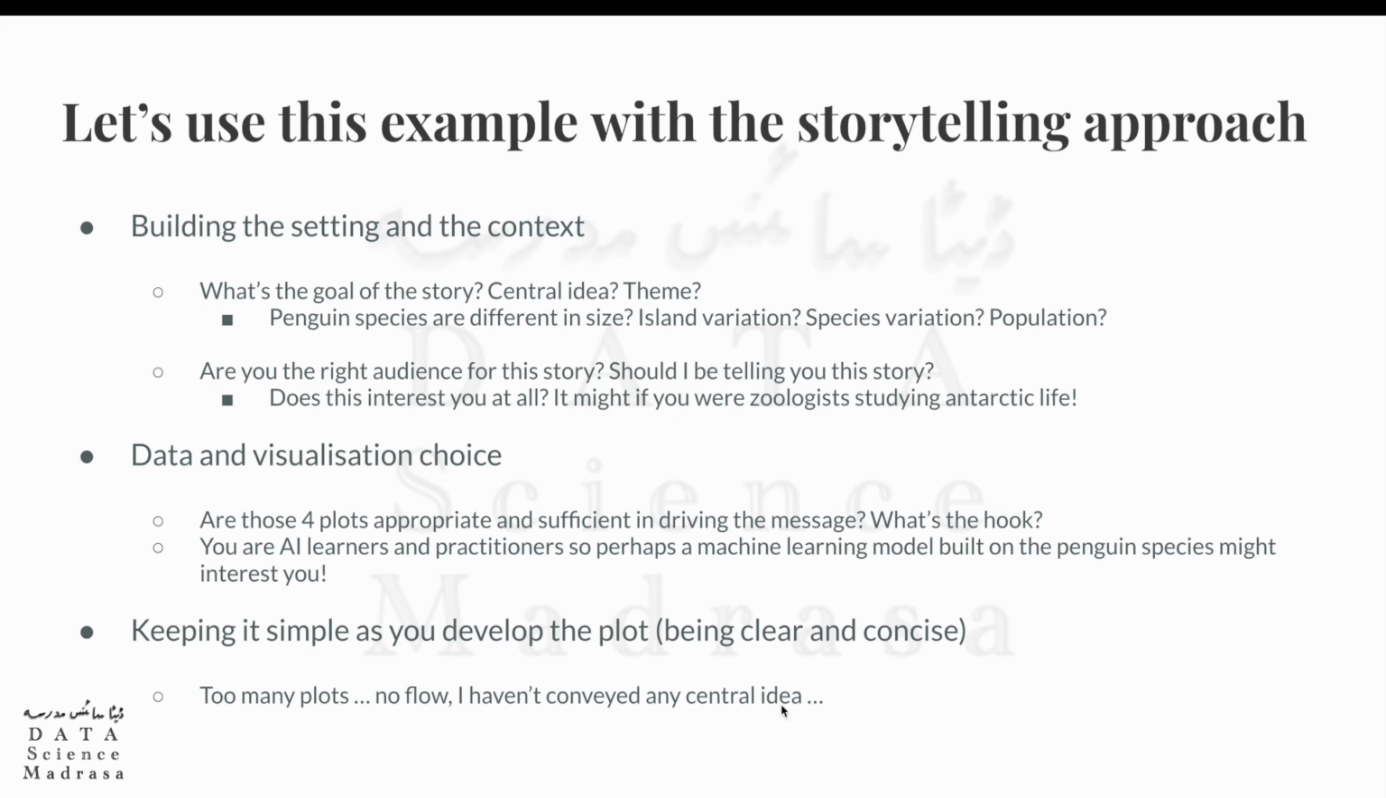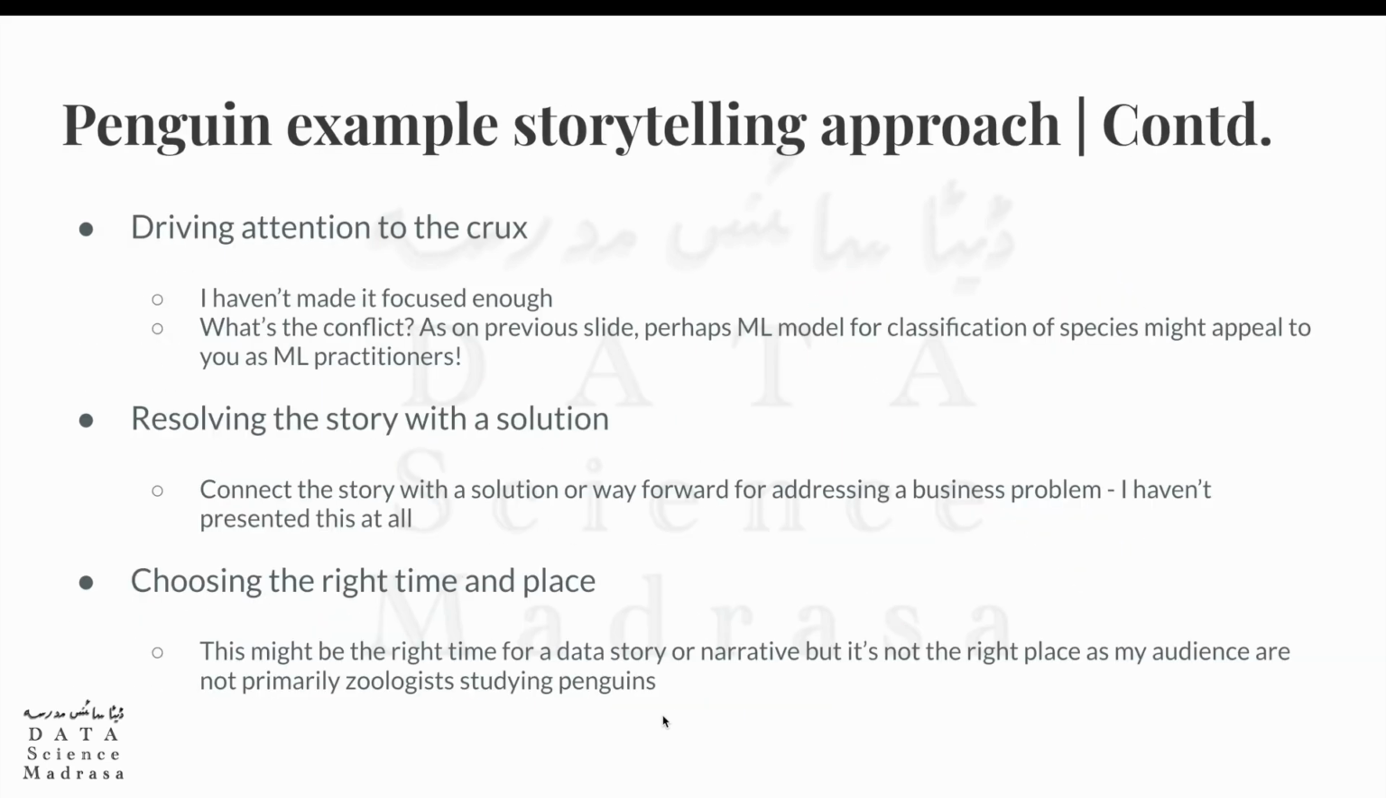The third one in the storytelling approach, keeping it simple: there are too many plots and there's no flow, so I really haven't conveyed any central idea and it's unclear. Next, driving attention to the crux. Well, I haven't made it focused enough. There's no clarity on conflict or climax. Perhaps an ML model for classification might appeal to us, but it's not really clear or mentioned. There's no climax, no conflict, so there's no resolution, there's no recommendation. We haven't presented this at all.